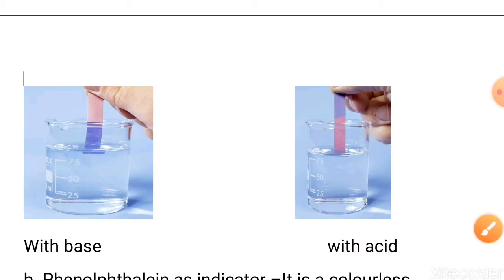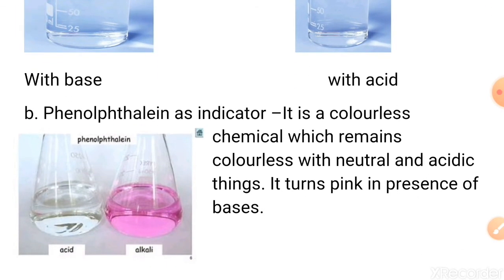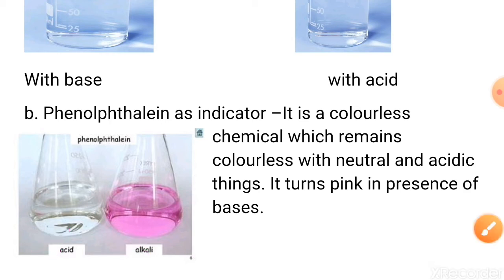Now, we have talked about the natural indicators. Now we will discuss the synthetic indicators, which we call commercial indicators also. First is phenolphthalein. Students, phenolphthalein is a colorless chemical which remains colorless either with neutral or with acidic things, but it turns pink in presence of bases. Here you can see phenolphthalein with acid will give no color and with bases it will turn pink. So we can say that phenolphthalein indicates presence of a base.